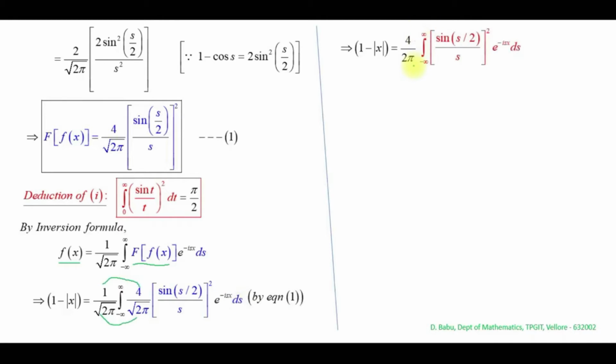Compare this with the deduction 1. So your numerator is sin t, your numerator here is sin s by 2. So therefore substitute s equal to 2t, then the 2 gets cancelled, we have t. So put s equal to 2t. When s equal to 2t, 2 can cancel, we have sin t.